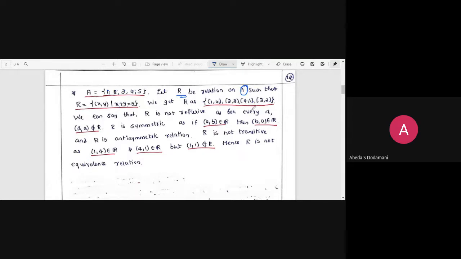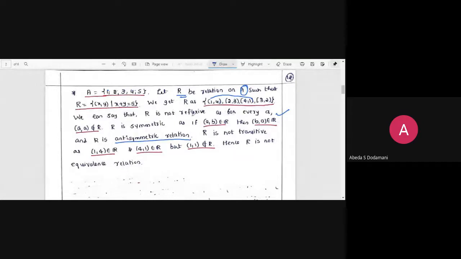Is it transitive, guys? 1 is related to 4, 4 is related to 1. So 1 is related to 1 is missing. 1 1 is missing, which means it is over. So it is not transitive also. Correct? So this is there. R is anti-symmetric relation.